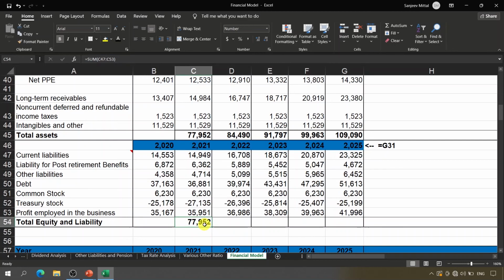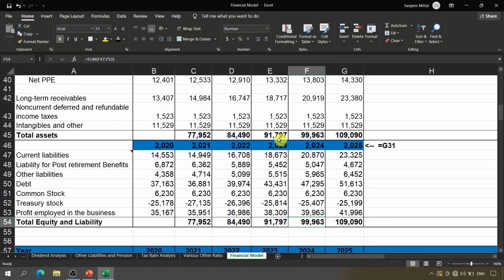Once you see this, I shall also copy the formula of our total equity and liabilities here, and you can simply see that your equity and liabilities, your assets and liability for the year 2021 are matching. As you can see, it's 77,952. For the year 2022, it's matching again, 84,490 with 84,490.